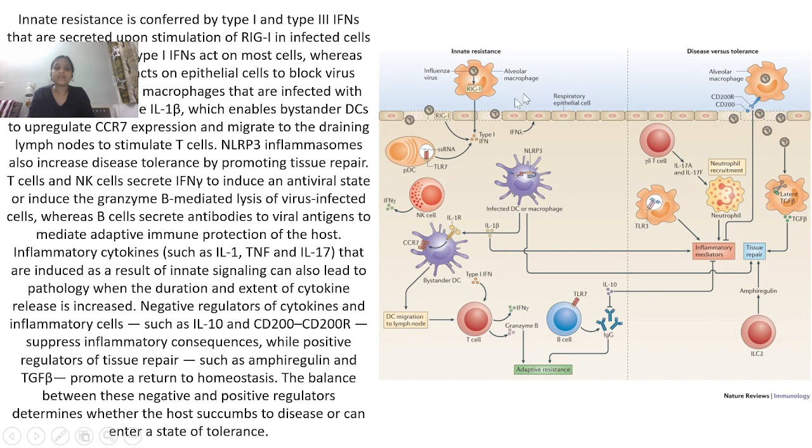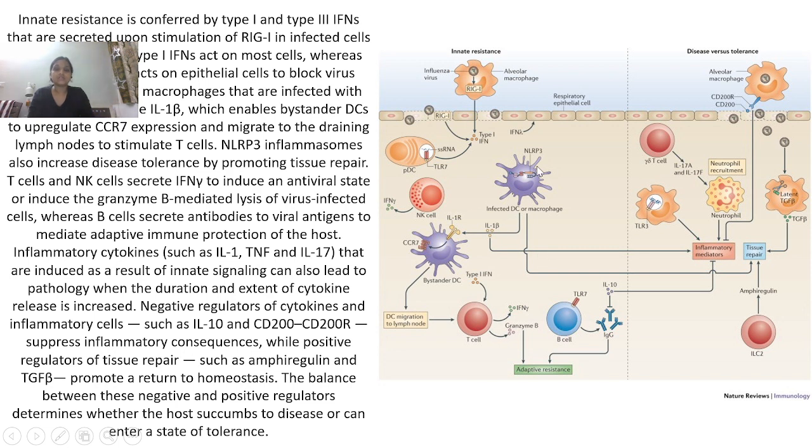macrophages that are infected with influenza virus release IL-1 beta. You can see they release IL-1 beta. Here you can see IL-1 beta is released, which is interacting with the IL-1 receptor present on the dendritic cells, and there is migration of this dendritic cell to the lymph node where they activate the T cell. Then this T cell produces IFN gamma and granzyme, which is thus creating adaptive resistance.